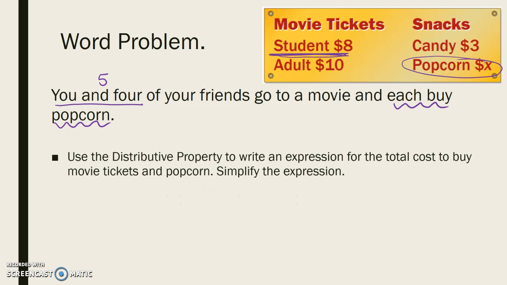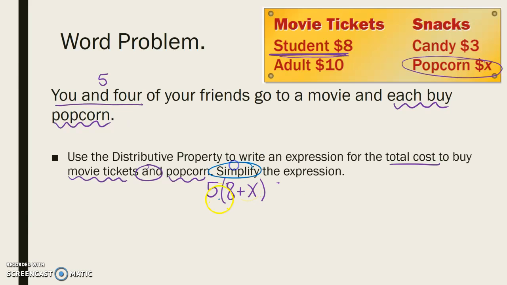Our question says, use the distributive property to write an expression for the total cost to buy movie tickets and popcorn. So if you were just going by yourself, you would pay $8 for this movie ticket plus x amount of dollars for the popcorn. But it's not just you going. You actually have 4 other people going with you. So you're going to take that 8 plus x, which is the amount of money you would spend, and multiply it by 5 since there's a total of 5 people going. This 8 plus x represents how much money you would spend on the movie ticket and the snack.